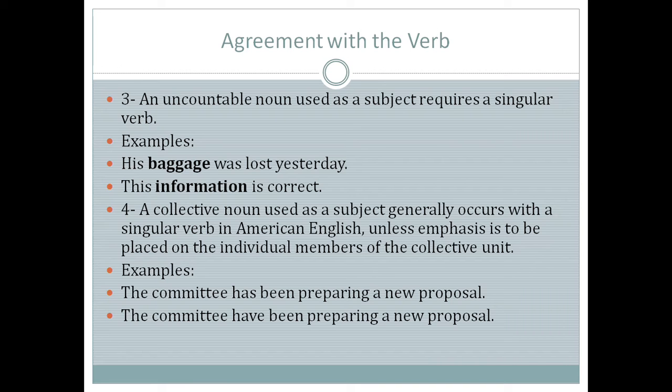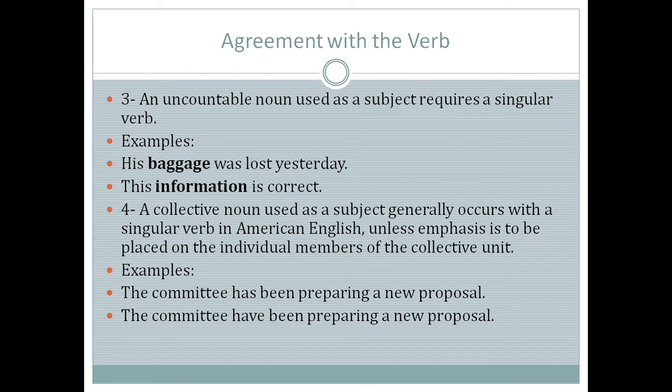So information, advice, homework, abstract nouns also are uncountable nouns. Beauty, love, honesty, pity, all these words are abstract and they are treated as uncountable nouns and they take a singular verb. So again, number 3, an uncountable noun used as a subject requires or takes a singular verb. His baggage was lost yesterday. This information is correct.